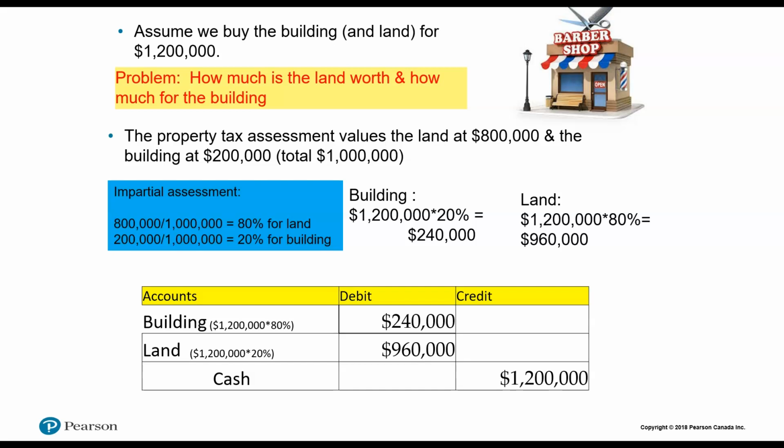So, when it comes to doing the journal entry, recording this transaction, when we buy that land, 240,000 will be debited to our building account, or 80% of the purchase price. 20% will go to our land account in this case. And of course, we'll pay for the property.